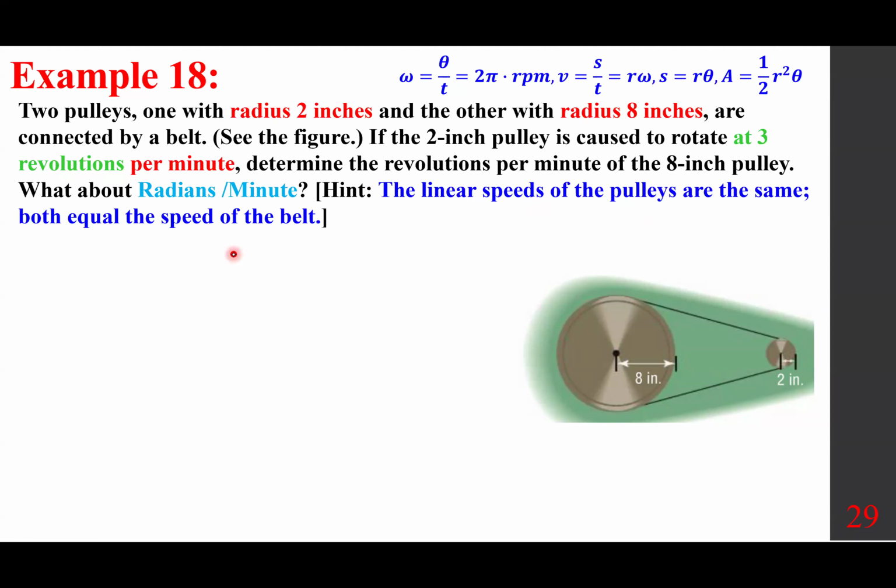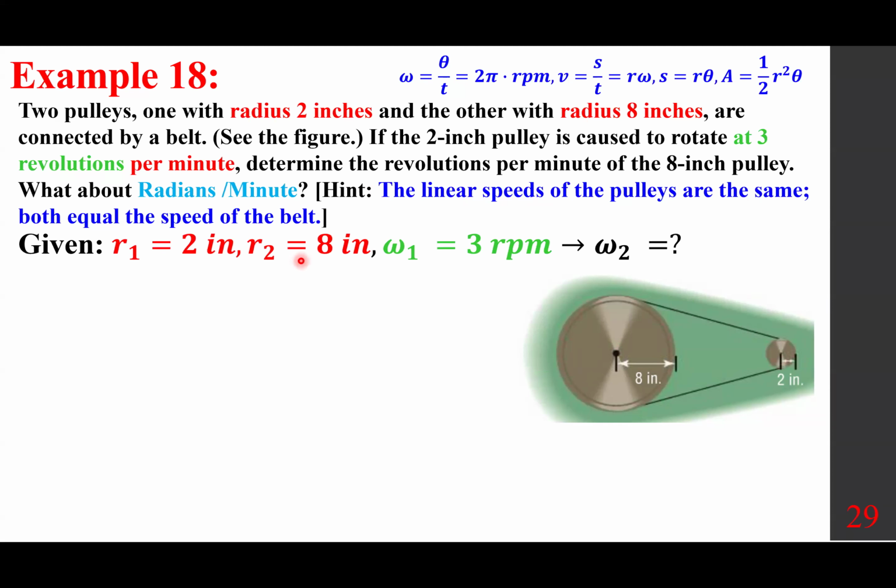The linear speeds of the pulleys are the same; both equal the speed of the belt. So that makes perfect sense. Remember, they have equal linear speeds. And so we're going to write R1 is 2, R2 is 8, omega 1 is 3 RPM, omega 2 is missing. If the two speeds are the same, then this one is R1 omega 1, this one is R2 omega 2. They both have the same speed.